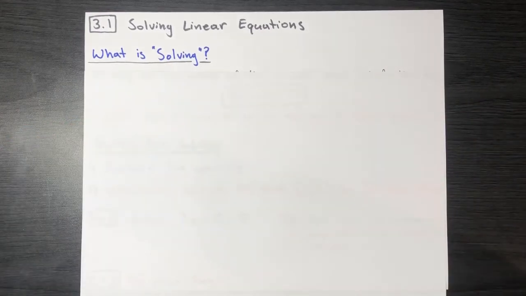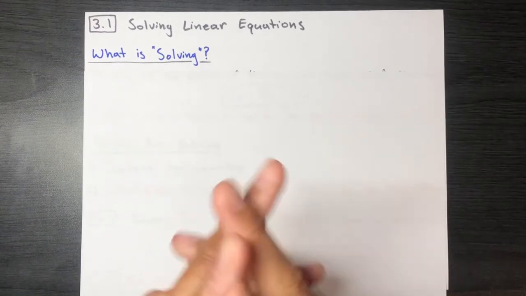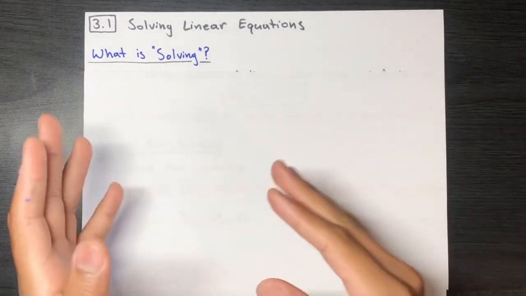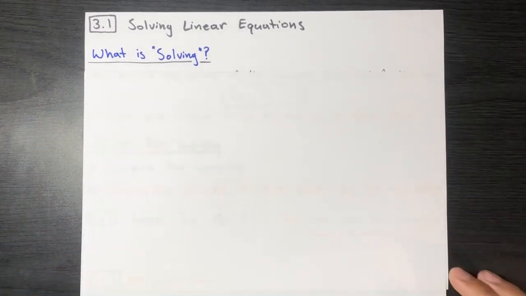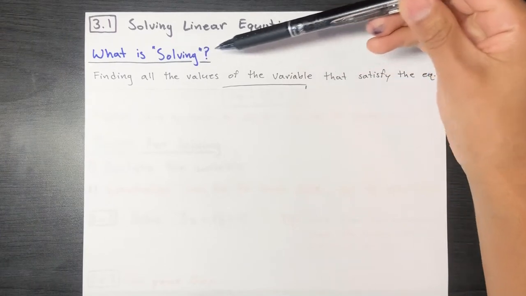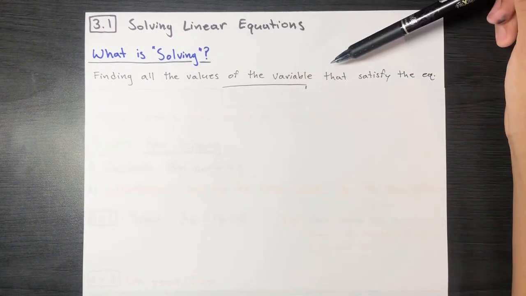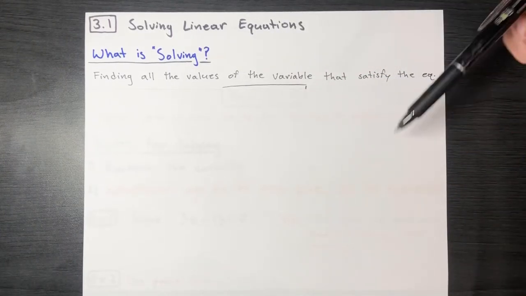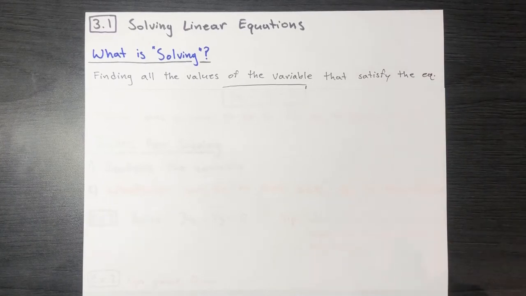So far, we've been doing operations because we've been dealing with expressions. Now we're going to actually solve equations, which means we're going to solve for the variable. The key thing to remember when solving is that solving just means finding all of the values of the variable that satisfy the equation. So what does that actually mean?